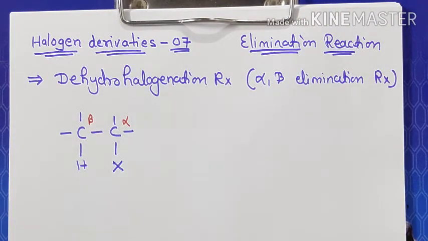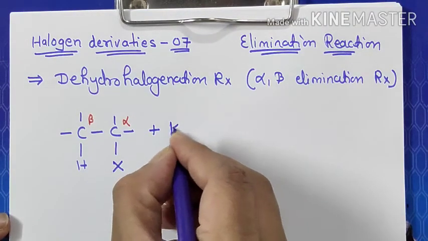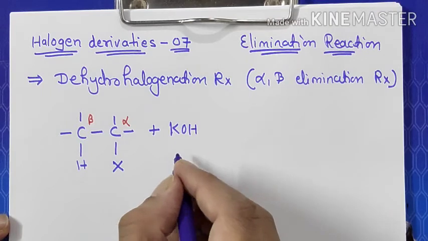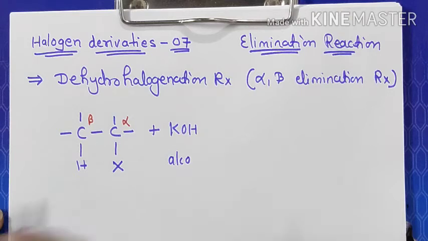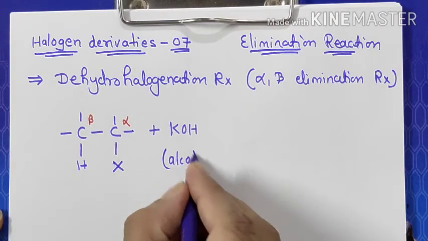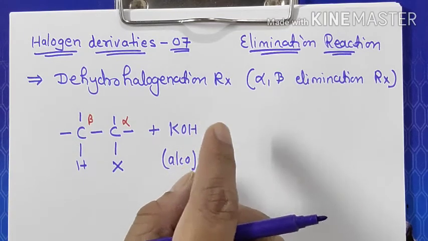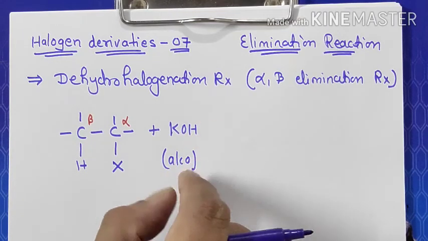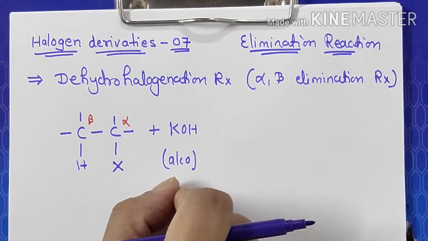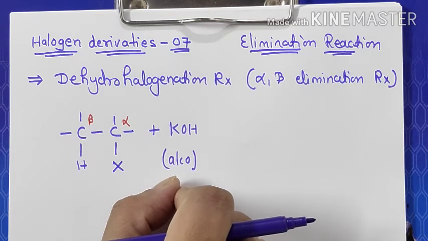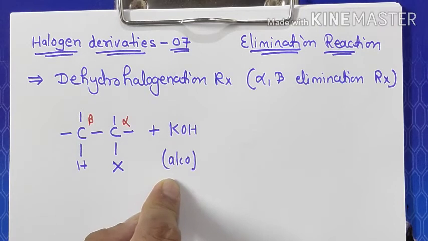Okay, now what happens when I treat this with KOH? But very important, students, this KOH must be alcoholic. Because when we take aqueous KOH, substitution reaction takes place, remember that. But when we take KOH which is alcoholic, then the reaction is not substitution but elimination. Why it is like that we'll understand, but for the time being you just see the reaction.